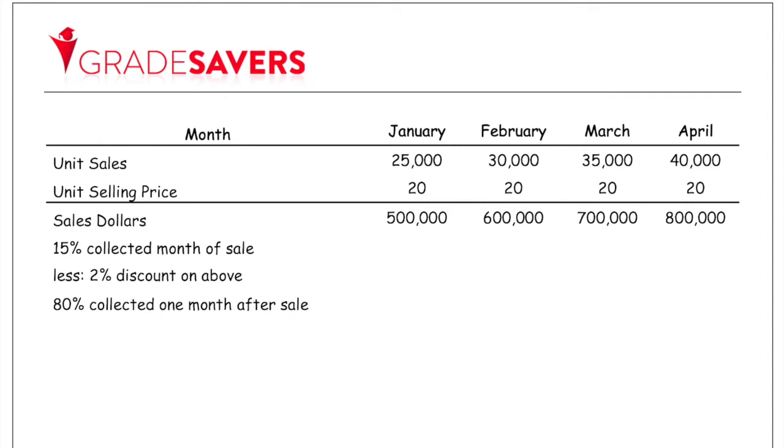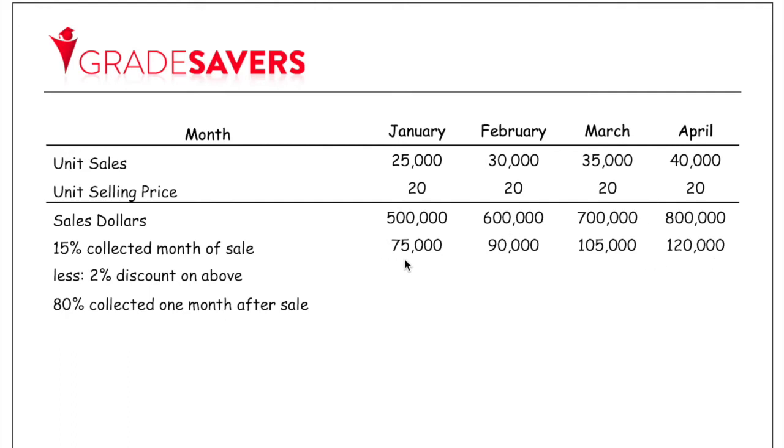In this particular example, it told us that 15% of sales are going to be collected in the month of sale. Moreover, on those sales that are collected in the same month, we're offering a 2% discount. And then finally, 80% of our sales are going to be collected the month after we make the sale. And so we now want to apply this collection policy to our dollar value of sales. I can simply multiply these sales dollars by 15% to figure out how much will be collected in the same month. So 15% of $500,000 is $75,000, 15% of $600,000 is $90,000, and so on.